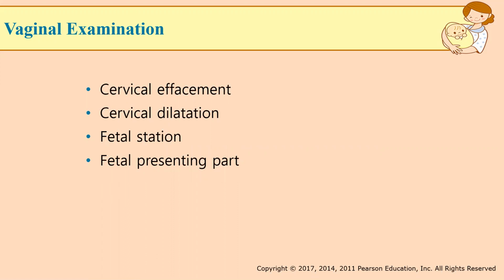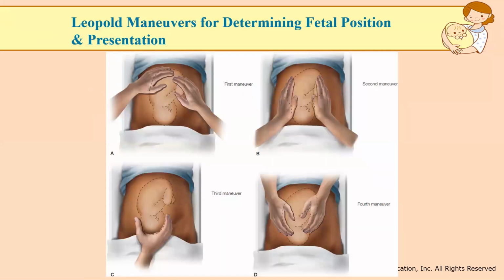The vaginal examination, when we're doing that, or the physician's doing that, they're looking for cervical effacement and dilation. They're checking the fetal station and they're checking to make sure we know what the presenting part is. This is Leopold's maneuver. It's to determine fetal position and presentation. This is done by palpating the abdomen with both hands in different sections to determine if the baby's head down or breech.